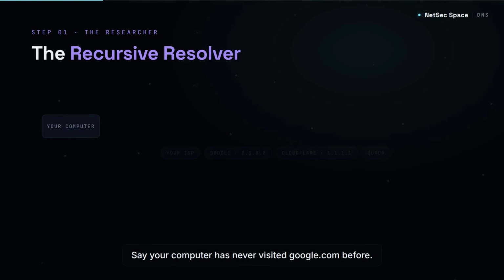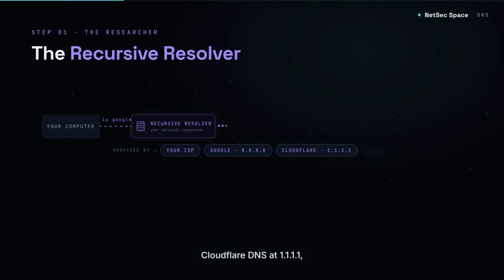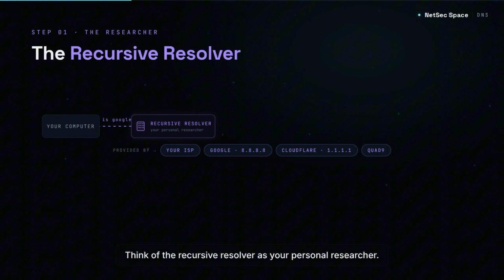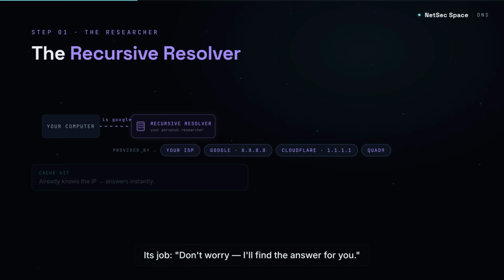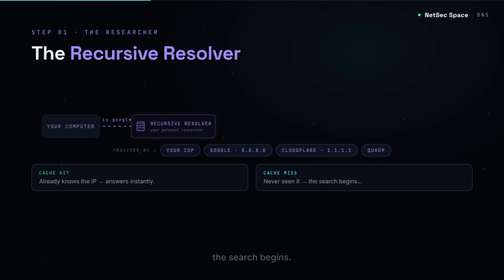Let's say your computer has never visited google.com before. The first thing it does is ask a recursive resolver. This resolver is usually provided by your internet service provider, Google DNS, Cloudflare DNS, Quad 9. Think of the recursive resolver as your personal researcher. Its job is, don't worry, I'll find the answer for you. If it already knows Google's IP address from a previous request, it immediately returns the answer. If not, the search begins.